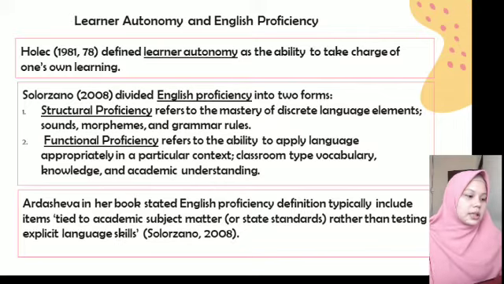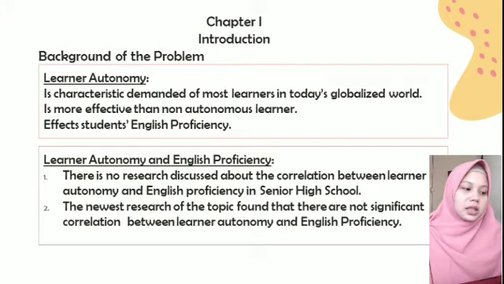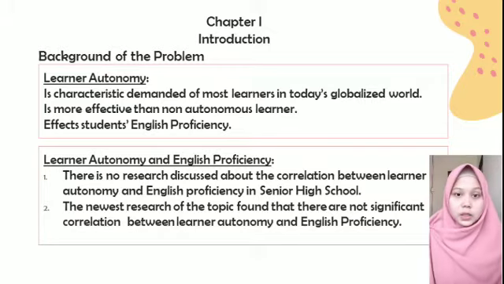The next is the background of the problem. Learner autonomy is a characteristic demanded of most learners in today's globalized world. Learner autonomy is also more effective than non-autonomous learners, and it also affects students' English proficiency.